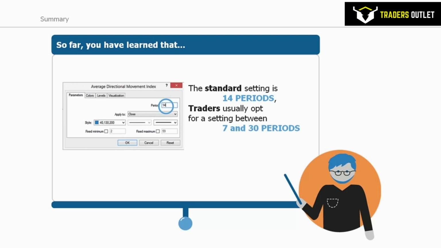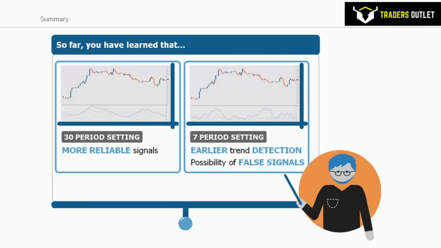The standard setting for the ADX is 14 periods, and traders usually opt for a setting of between 7 and 30 periods. A higher setting will smooth price action and provide more reliable signals. A lower setting will result in more trends being detected earlier, but can also provide false signals.